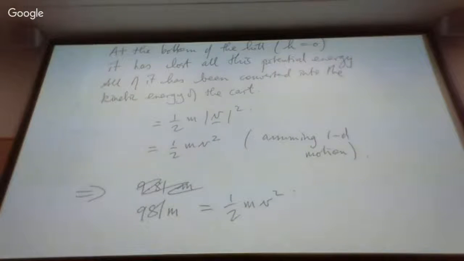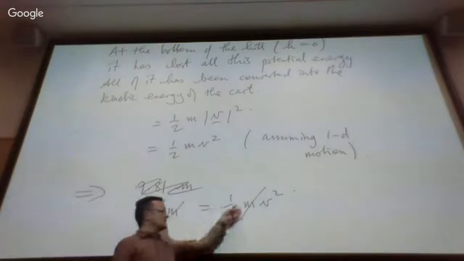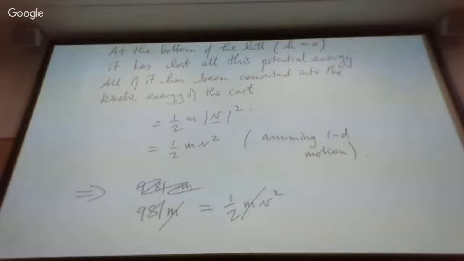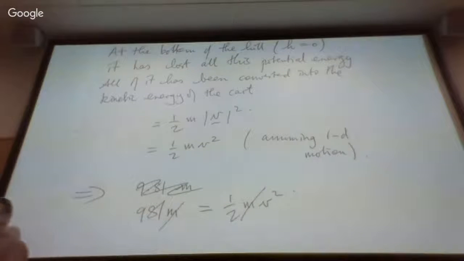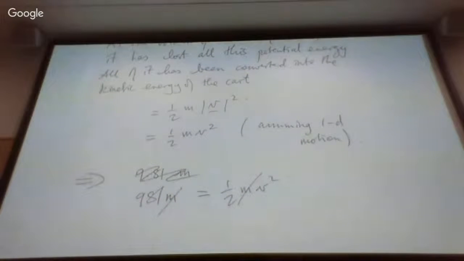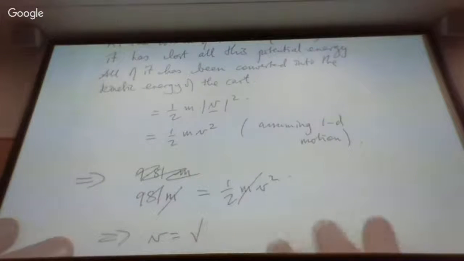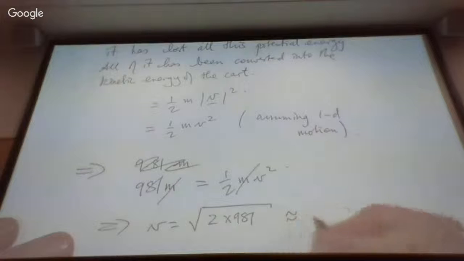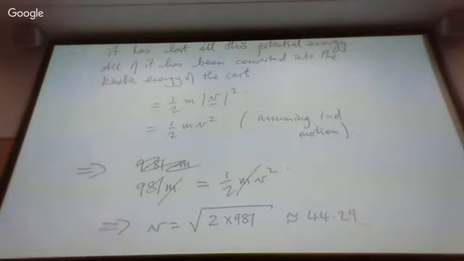And here we see that feature which we kind of suspected from the way the question was phrased: the mass disappears. This now says that the velocity is independent of the mass. So the velocity actually only depends on the height. Well, the height of 100 meters is contained within this figure of 981, the gravitational acceleration times the height. So v should be the square root of 2 times 981, which comes out as approximately 44.3 meters per second.